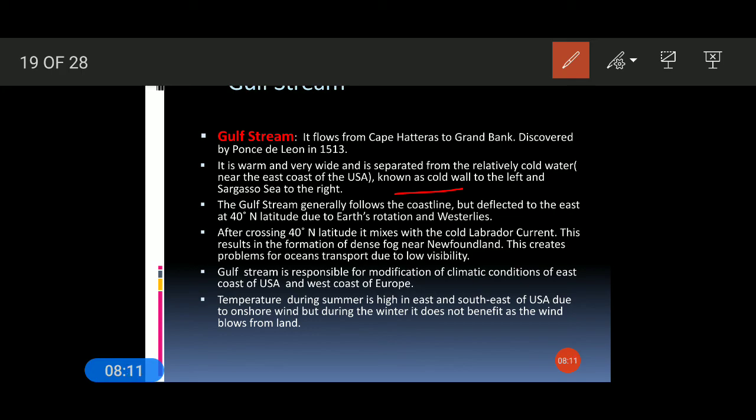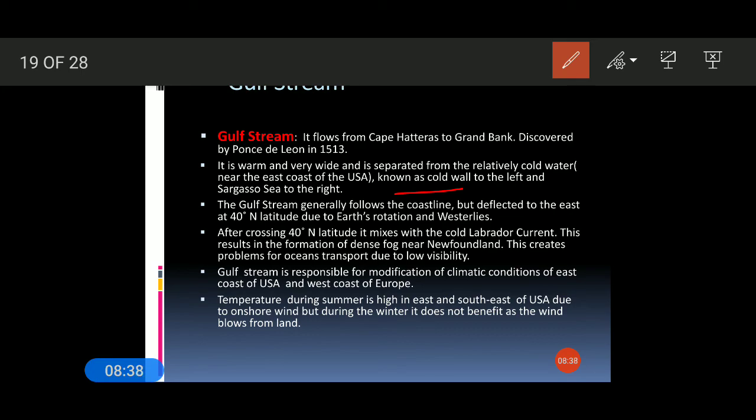So this creates problem for ocean transport due to low visibility. Okay, now this is the reason why there is a problem in transportation nearby Newfoundland, because this region is a meeting place for cold Labrador current and warm Gulf Stream. Okay, so this will reduce the visibility.